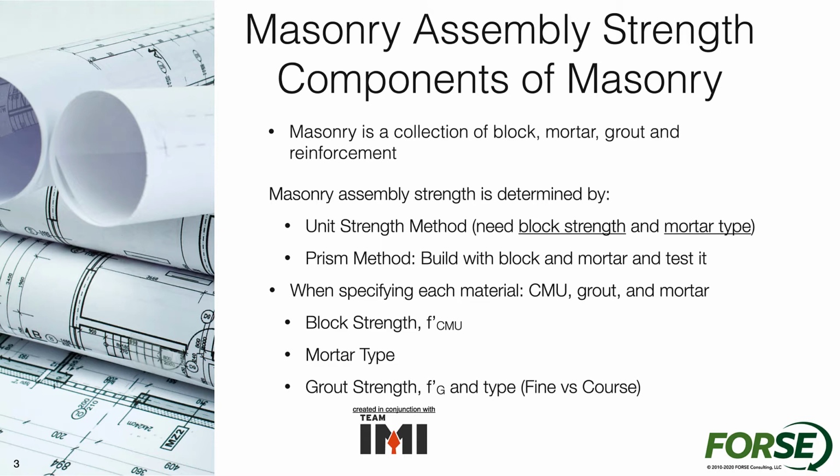Masonry assembly strength is determined by the unit strength method, where we would need the block strength and mortar type, or the prism method, where we build a sample of block and mortar and do some testing. When specifying each material, we would need to know the block strength requirements, the mortar type to be used within the wall, and then the corresponding grout strength and whether it's fine or coarse.